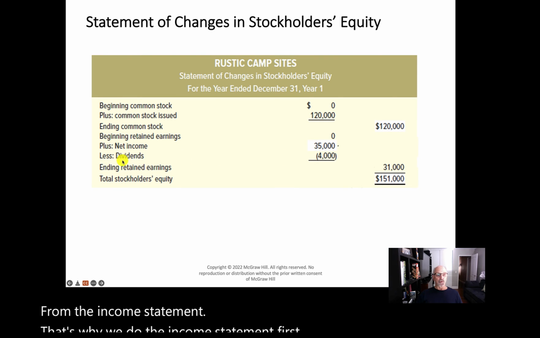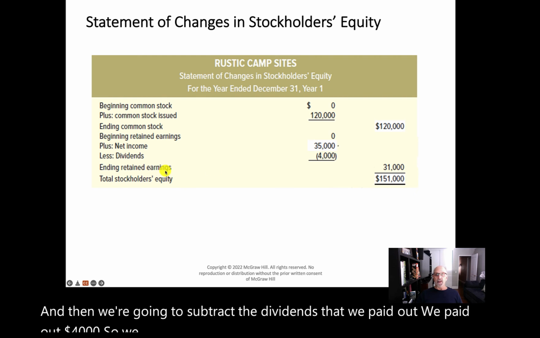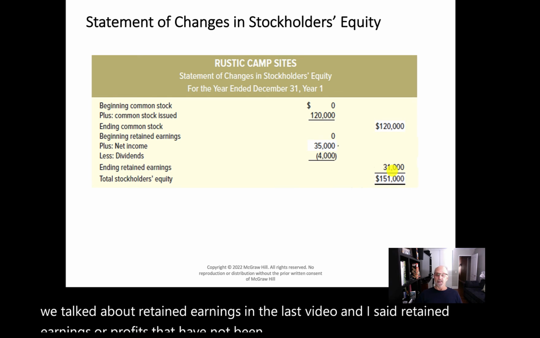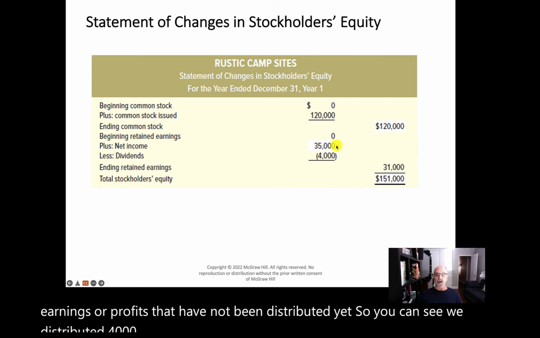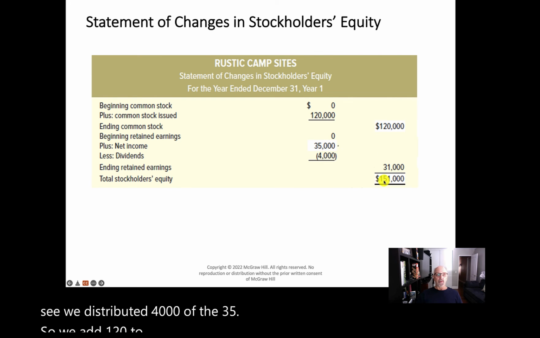And then we're going to subtract the dividends that we paid out. We paid out $4,000. So we have ending retained earnings of $31,000. And remember, we talked about retained earnings in the last video, and I said retained earnings are profits that have not been distributed yet. So you can see we distributed 4,000 of the 35. So we add 120 to 31, and we get ending stockholders' equity of $151,000.